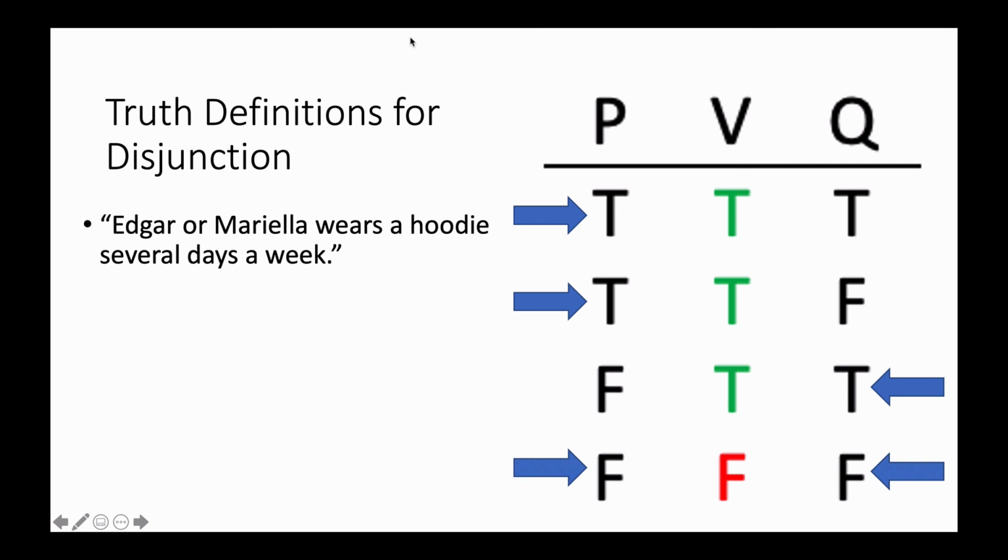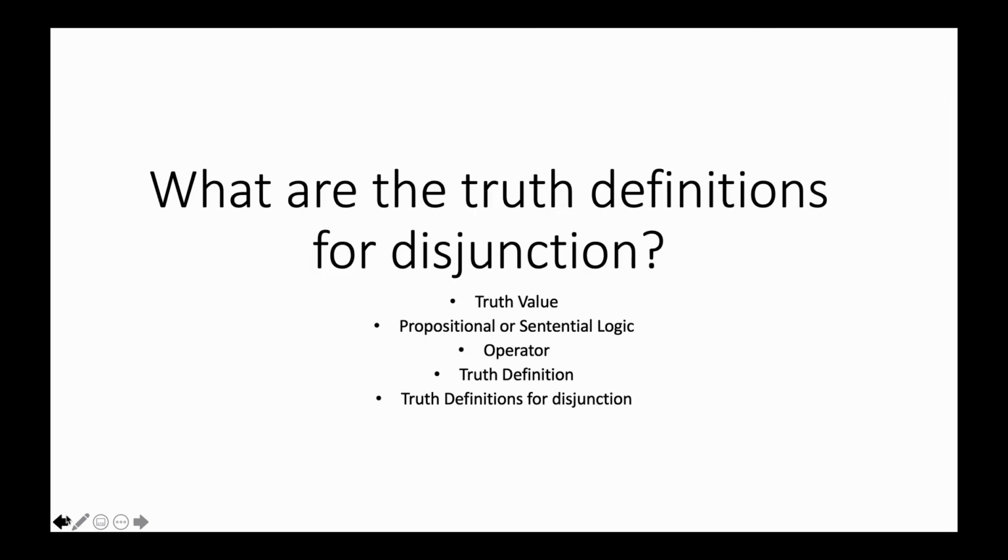Let's go back to row number 1. We say that Edgar or Mariella wears a hoodie when it's true that at least one of them does. So suppose that we know that Edgar wears a hoodie. We know then that the or is true, the disjunction is true. The fact that it may be the case that Mariella does wear a hoodie, rows 1 and 3, or doesn't, row 2, is irrelevant to the fact that the disjunction is true, provided that at least one wears a hoodie. I hope this video has helped you understand the answer to the question, what are the truth definitions for disjunction?